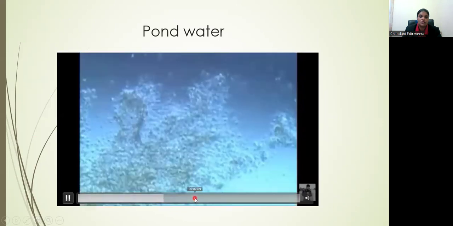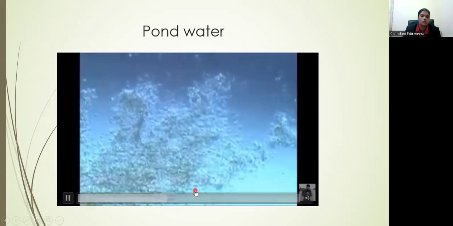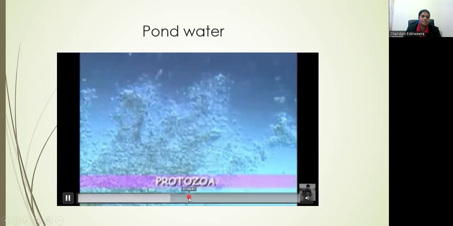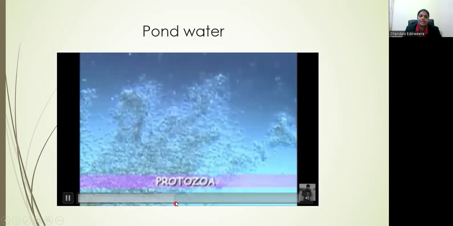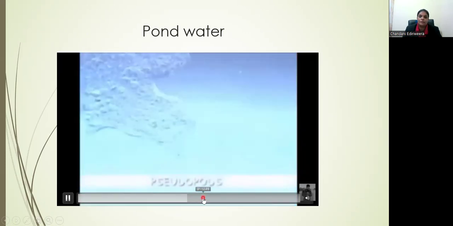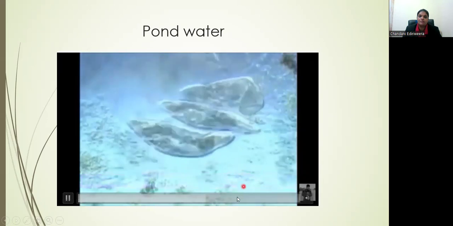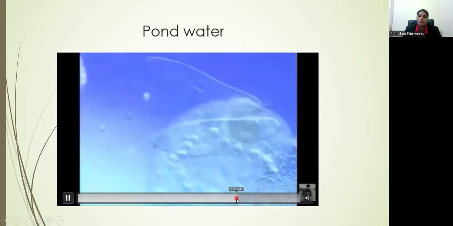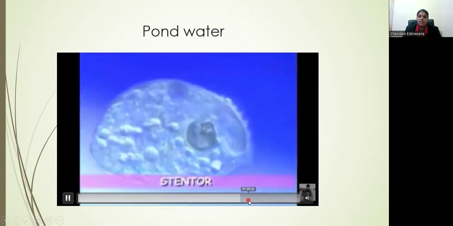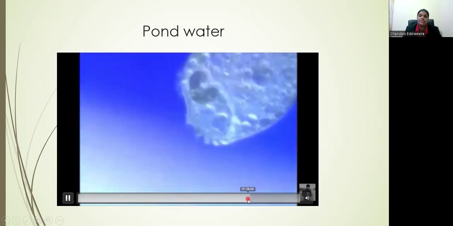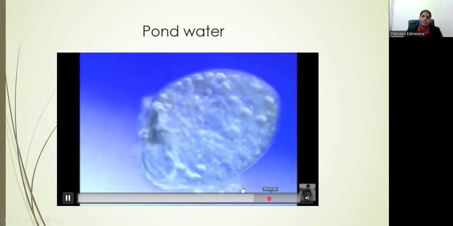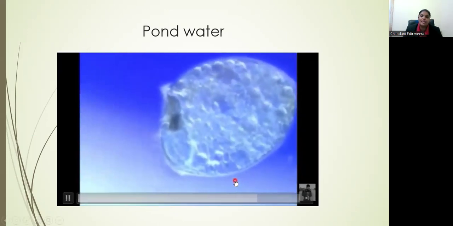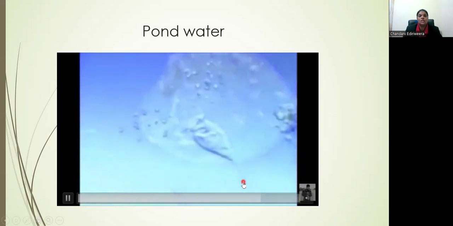This is the light microscope. When we are seeing that one through the light microscope, you can see there are different tiny organisms there. Right? See here, the small organisms you can see. But when you see the normal water, you can't see. You can see these organisms only through the light microscope.